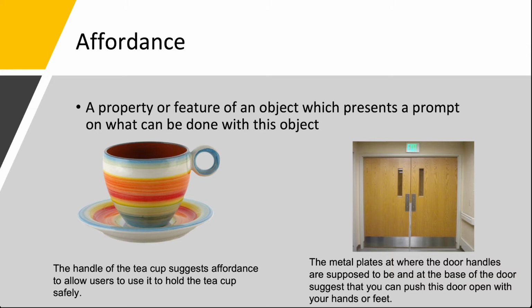But in this case, at the bottom of the door, there is a metal plate as well. So this means you could possibly push the door open with your feet. Alright, so things like, for example, if you are working at a hospital or warehouse, right? Sometimes you see this at the bottom because users of that door might have their hands occupied, so they can use their feet to push the door open. Okay, so these are affordances.